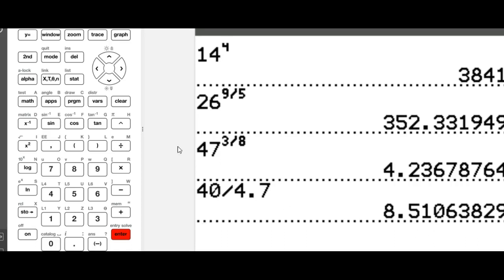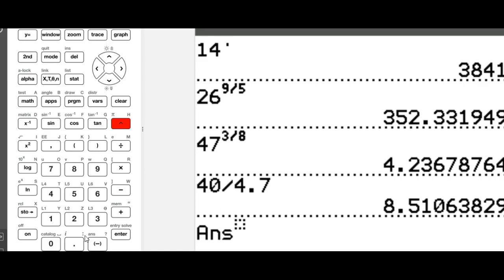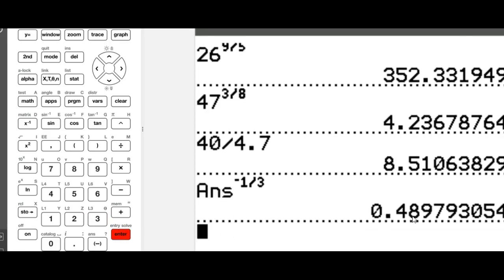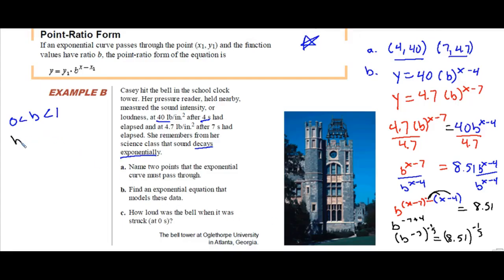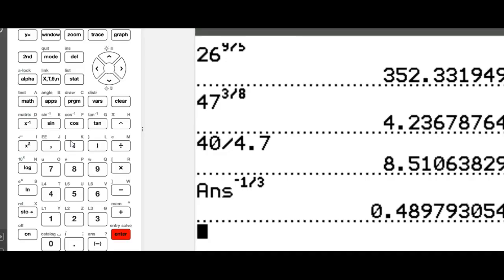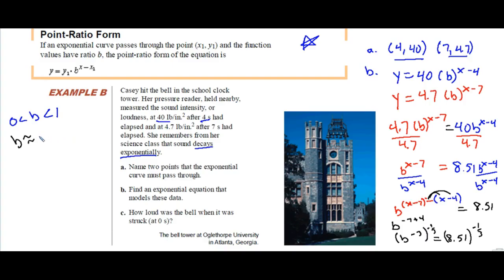So instead of writing out 8.51, I'm just going to take this number. If I just do the caret, it's going to say answer to the negative 1/3 power, so 1 divided by 3, and we get 0.489. So let's say 0.49. So b is about 0.49. And we did say it had to be between 0 and 1, so that's a good sign. So our equation we could then say is y equals.